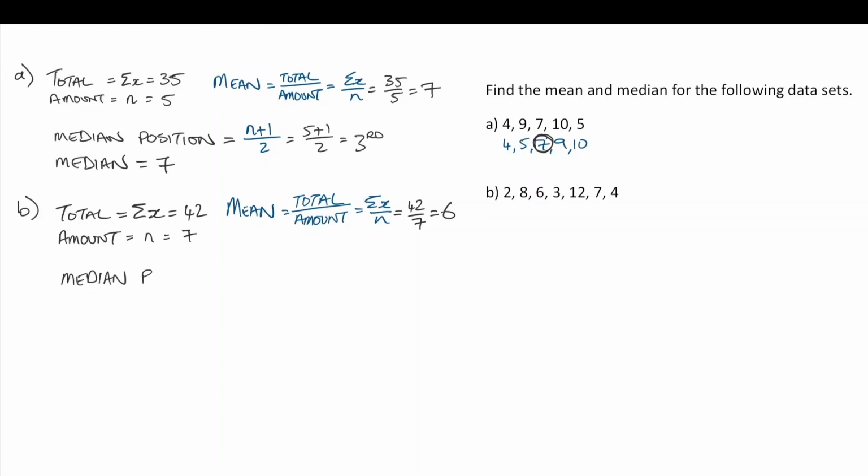Let's locate the median. So once again, the median position is going to be n plus 1 divided by 2. That's 8 divided by 2. The fourth value is the median value. But they must be in order before we try to locate the median. Okay, the median in this case is the 6th value.